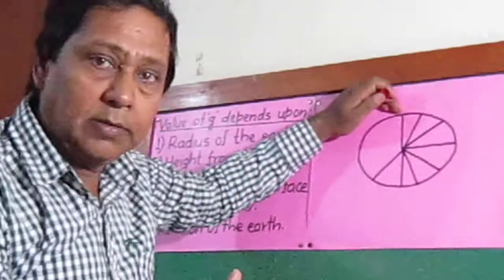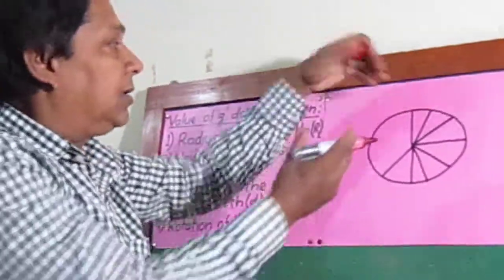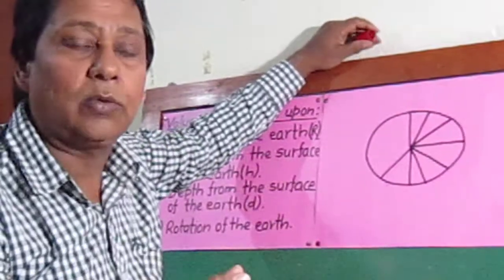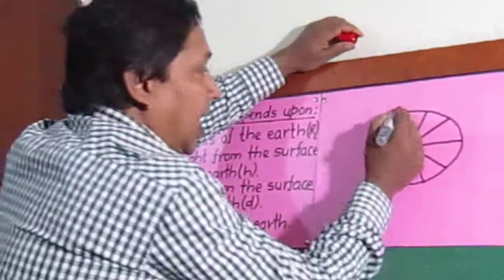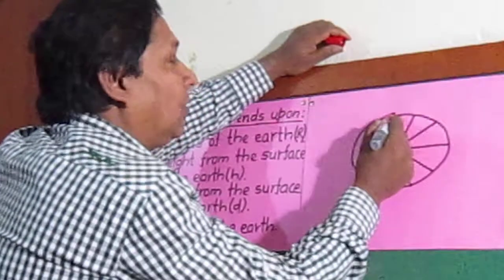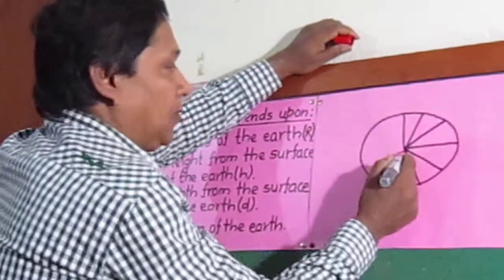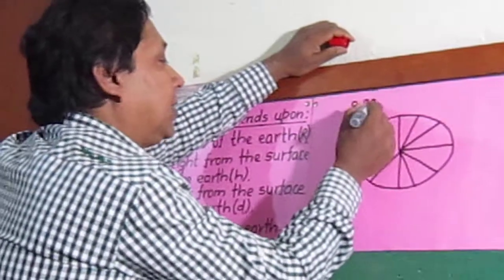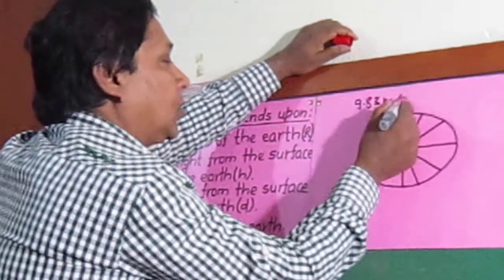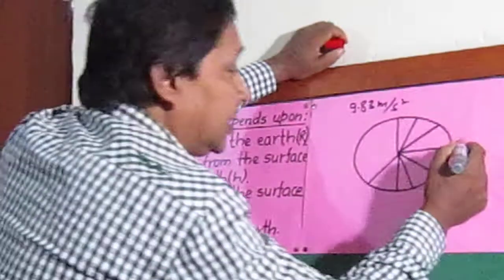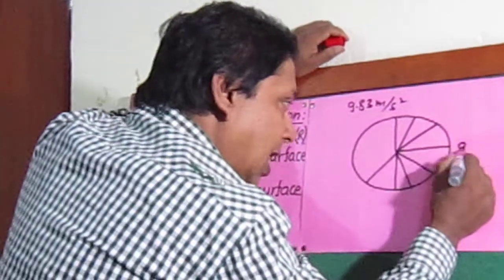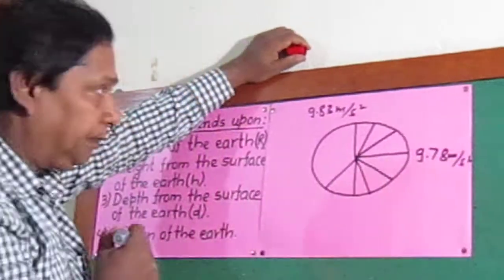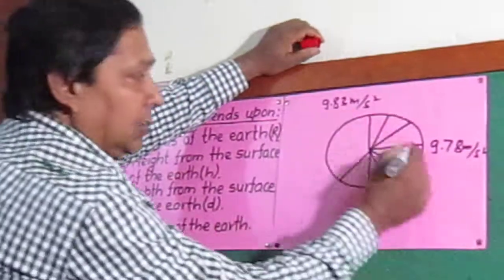By different practical observation, and by different mathematical calculation, what is declared? The acceleration due to gravity, that is g, value of g is more at pole. It is about 9.83 meter per second square, and it is less at equator, that is 9.78 meter per second square. This value is more, this value is less.